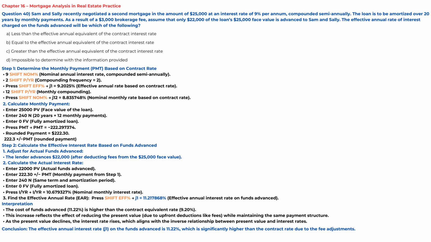Interpretation. The cost of funds advanced, 11.22%, is higher than the contract equivalent rate, 9.20%. This increase reflects the effect of reducing the present value due to upfront deductions like fees, while maintaining the same payment structure. As the present value declines, the interest rate rises, which aligns with the inverse relationship between present value and interest rates. Conclusion. The effective annual interest rate, J1, on the funds advanced is 11.22%, which is significantly higher than the contract rate due to the fee adjustments.